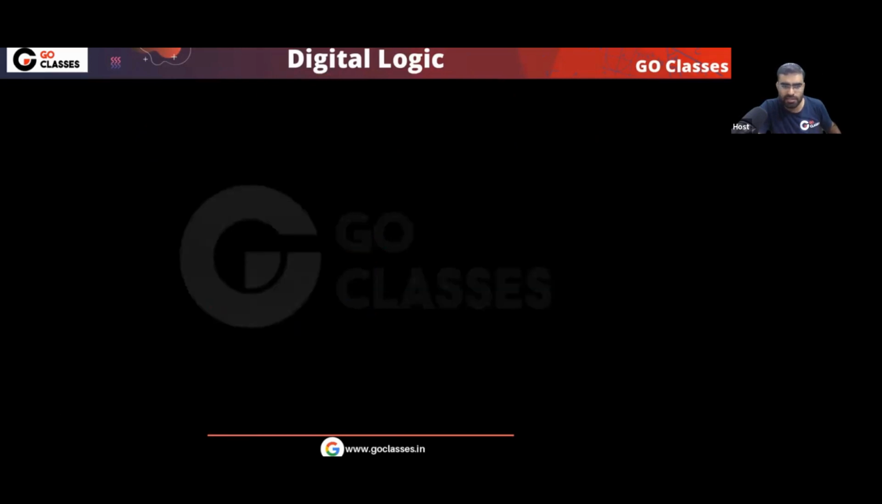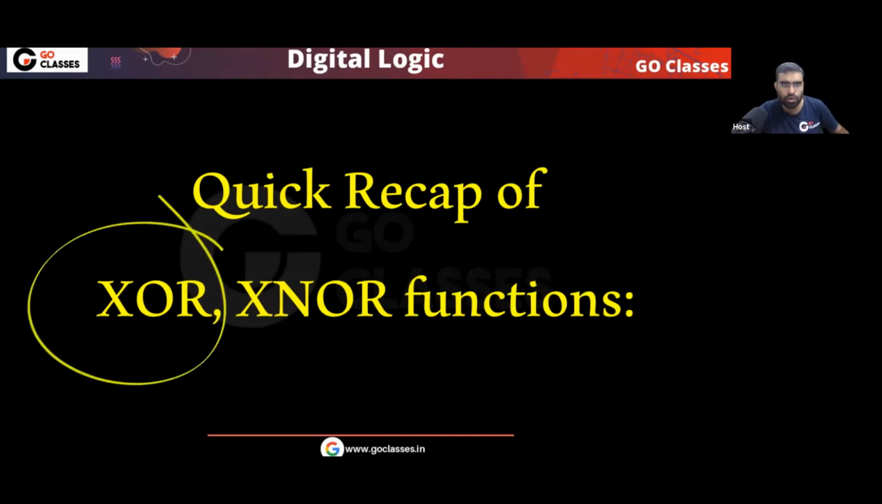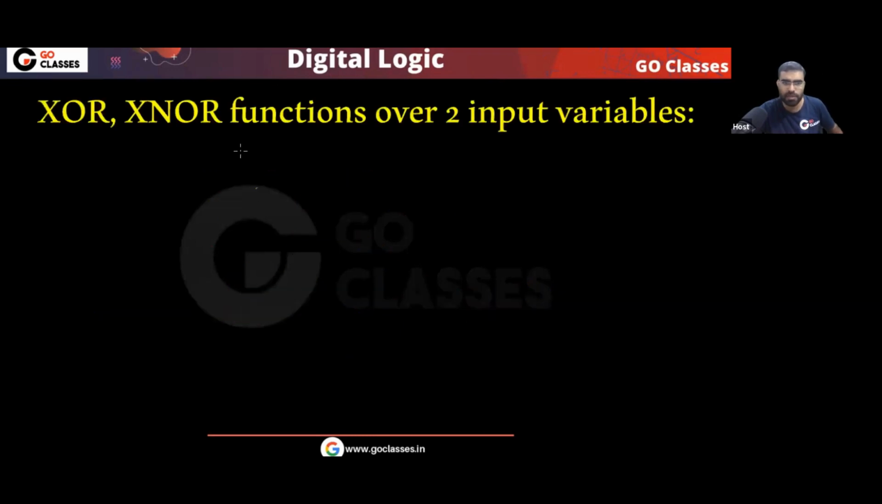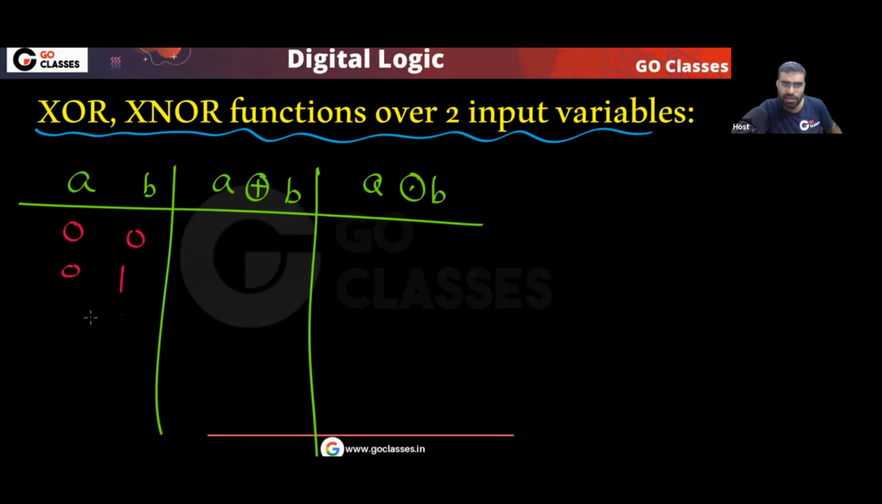Before we discuss this further, let me give you a quick recap of XOR and XNOR functions. You can see these functions for two input variables. If your input variables are A, B, how will XOR and XNOR behave? With two input variables, there will be four input combinations.